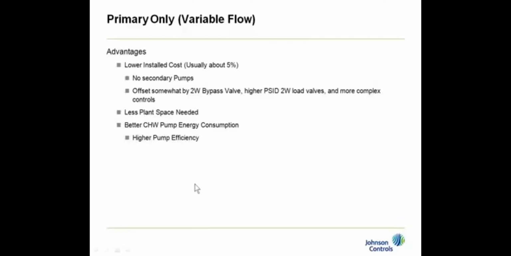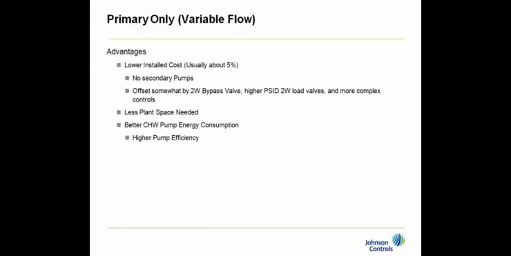The advantages of variable primary flow, VPF, is that it has a lower installed cost than primary-secondary, usually in the neighborhood of about 5%. The reason for that is I have no secondary pumps, therefore I don't have the wiring of those pumps, the piping of those pumps, the rigging of those pumps, the installation of those pumps, the control of those pumps. All that goes away, and I only have one set of pumps that I have to do all that to. Generally speaking, these are the same pumps in VPF as the secondaries in primary-secondary, just with a bigger impeller or a higher diameter impeller in it.